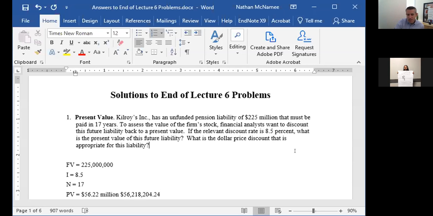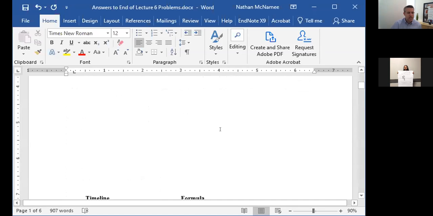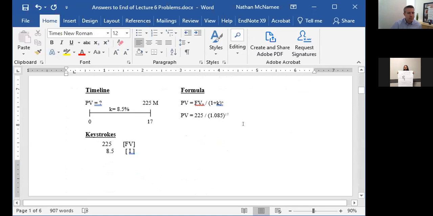Okay, so that is what the liability is worth today. And so in this story problem, the financial analysts would take the value of the firm and subtract this amount from it because the company owes this money. But that's the point. Okay, so what is the dollar price discount that is appropriate for this liability? Okay, so we are just looking for the present value. That's the answer. So let's see, how did we do?